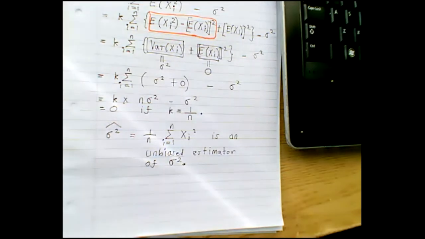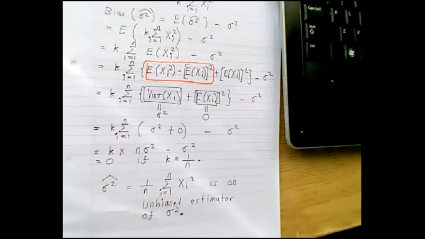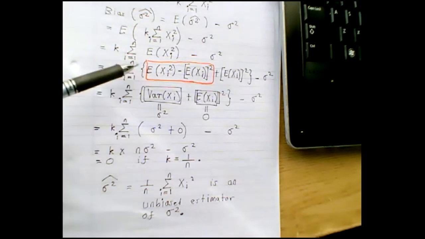Are you okay with this or no? The trick I have used is this one here. To go from this line to this line, I have used this trick here. All right. Are you okay, guys, or no?